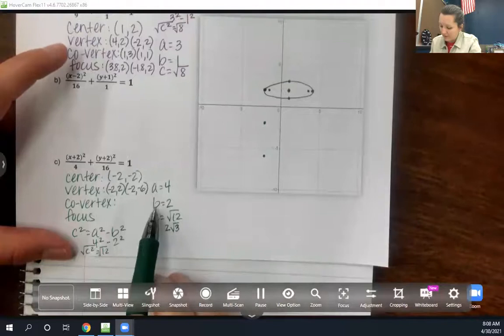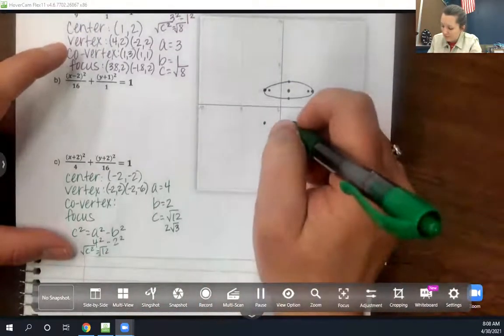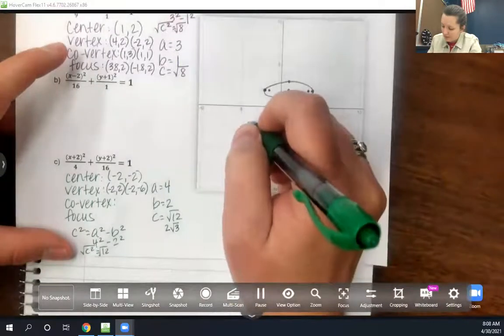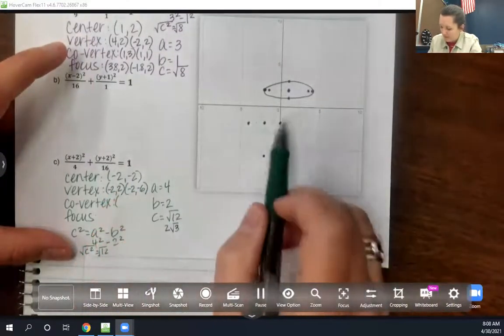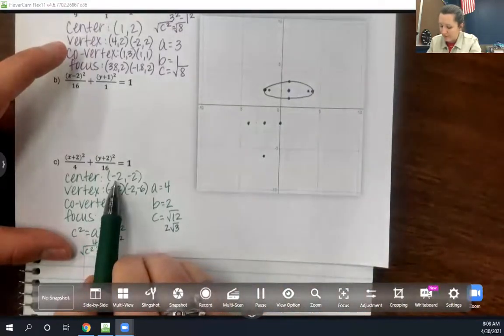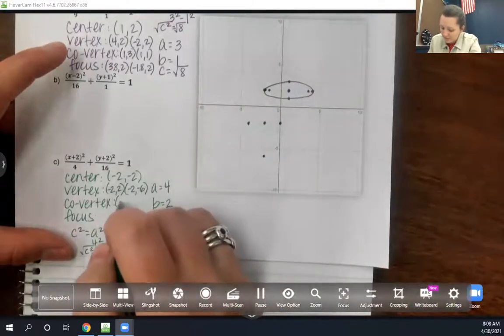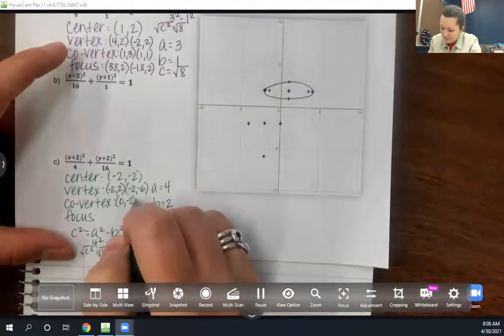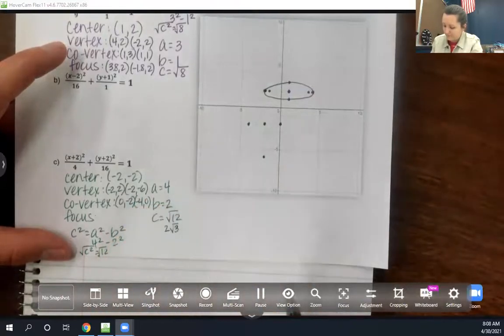And now I want to look for my co-vertex. So I'm going to look for my value B, 1, 2, right? 1, 2. So I have my co-vertex. I can either look at my points here on the graph, or I can count from my center. And I'm going to move my x value, right? So negative 2 plus 2 is 0. And negative 2 minus 2 is negative 4.